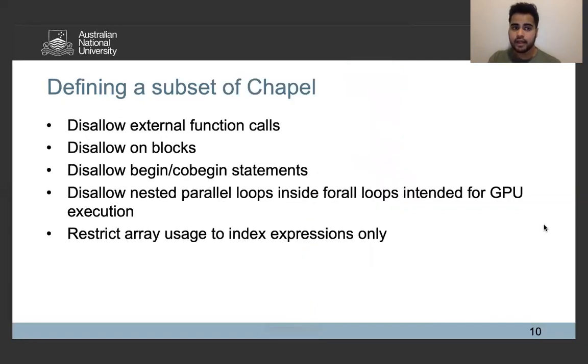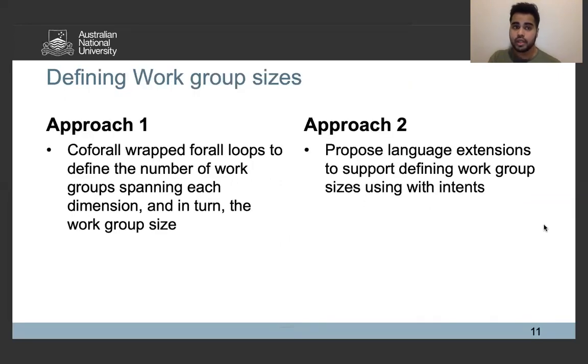We want to define a concrete subset of Chapel, a concrete specification that can be used on GPUs. And the idea has been something like disallowing external function calls, on blocks, cobegin statements, nested parallel loops, and also restricting array usage to index expressions only. We also want to let the users define their own workgroup sizes. And for this, we thought about two approaches. Approach one, we wrap forall loops in coforall loops, where the iterated expression defines the number of workgroups in each dimension, and in turn also describes the workgroup size.